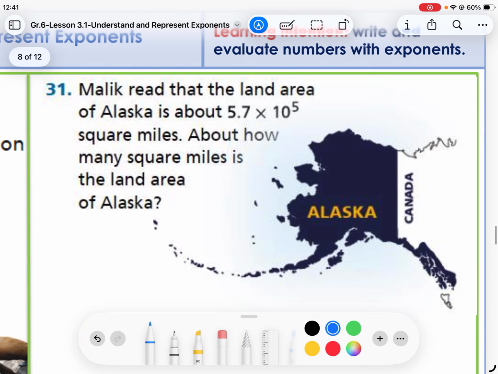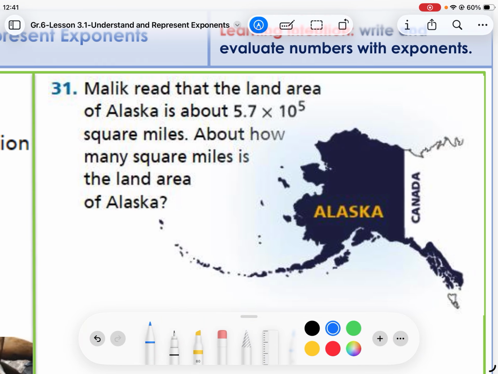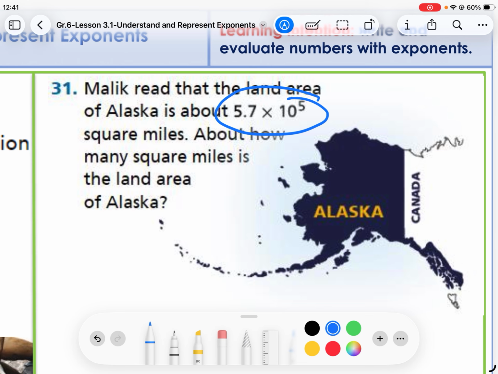The same thing here. Look, when you see a word problem, don't get scared. When you read it, you're going to see that the answer is easy. It's not that difficult. Again, the same idea. You have a word problem with this expression that you need to evaluate in order to get the square miles of the land of Alaska. So all you have to do is just, again, move the point. Look at the exponent. It's 5. So you're going to move the point 5 steps to the right. 1, 2, 3, 4, 5.